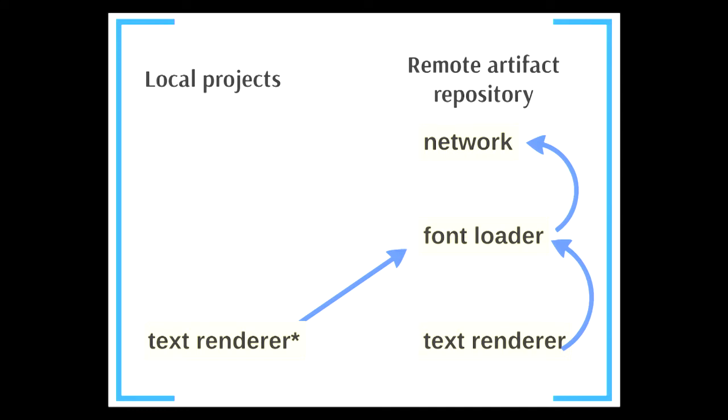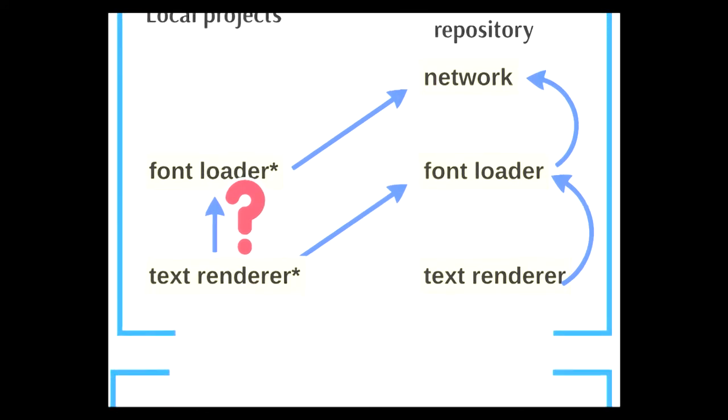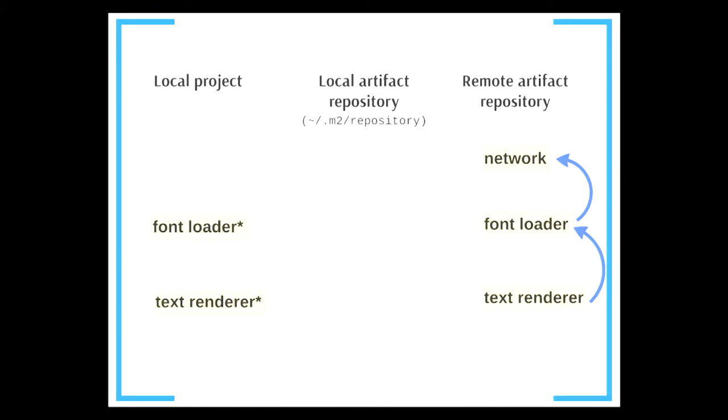Gradle is going to be very helpful and download the font loader from the external repository. But when you try to also make modifications in the font loader, they are not connected. How can you tell Gradle that these two things belong together? As far as I know, the general solution is to use an intermediate repository so that when you make changes to font loader, you do Gradle install.